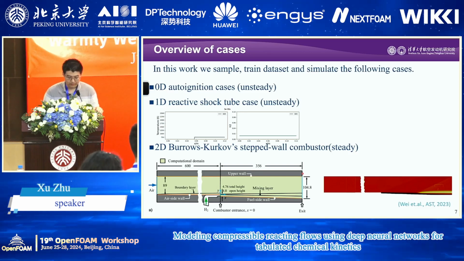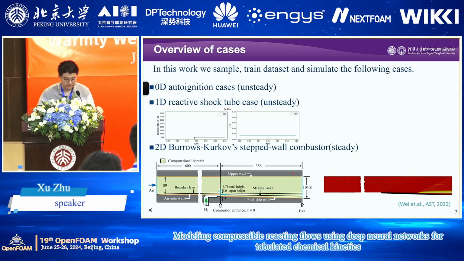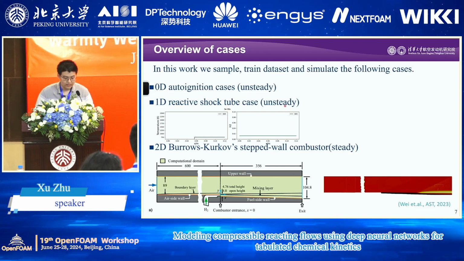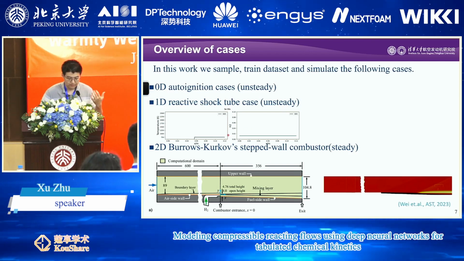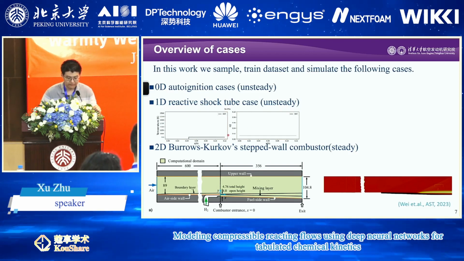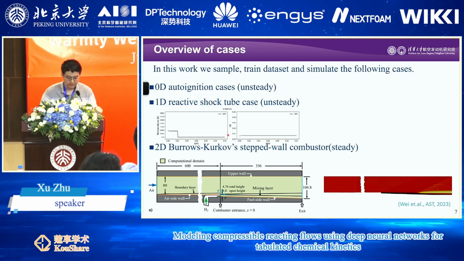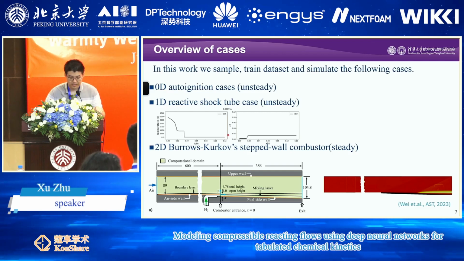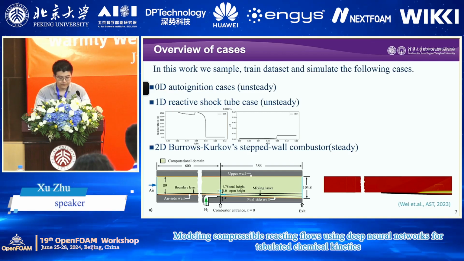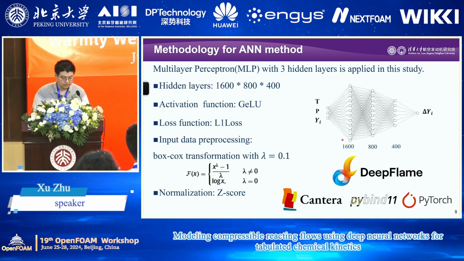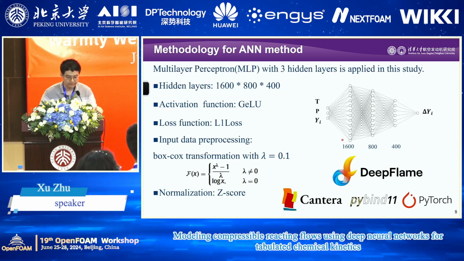Here is the overview of the cases we have done recently. There are 3 cases we are going to accelerate in this study. The first one is a 0D autoignition case, which is an unsteady one. The second case is a 1D reactive shock tube case. The process of the case is shown in this animation, and I will talk about it later. And the last one is a 2D high-speed stepped wall combustor. The inlet Mach number is about 2.4. Before talking about the details of these cases, I want to elaborate the methodology for the ANN method.